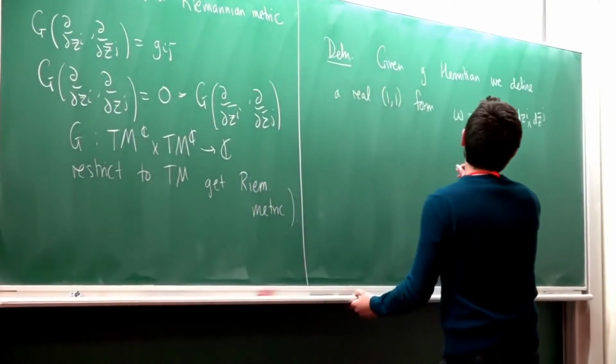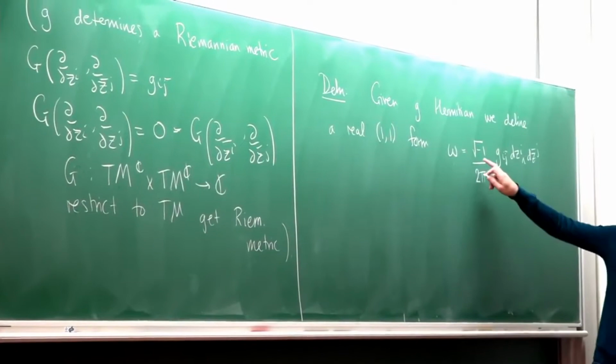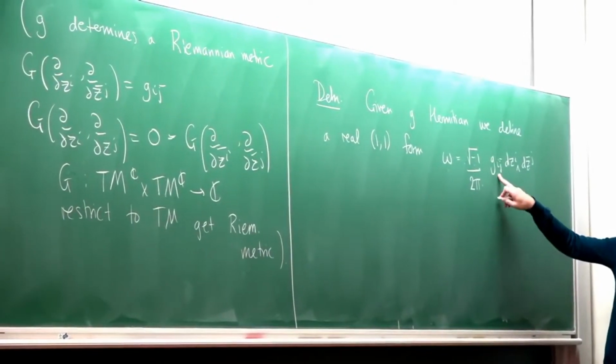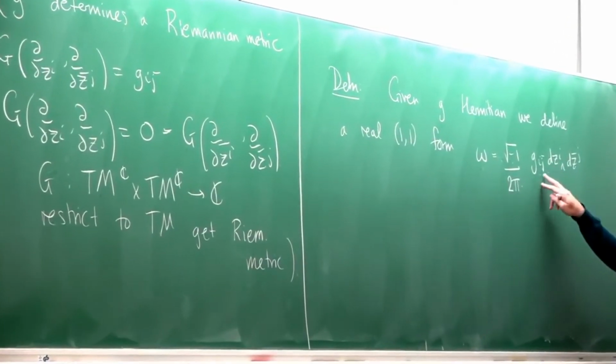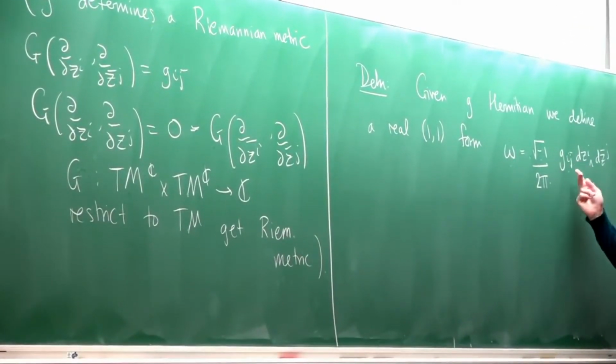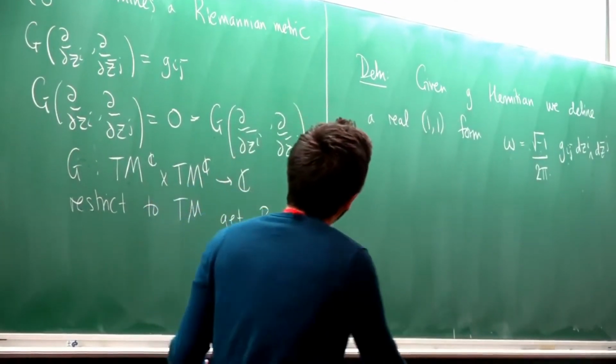And this is a real (1,1)-form. Why is it real? Because when you take the conjugate of the root minus 1, you get a minus sign. Here, this is a Hermitian matrix, so when you take the conjugate, it will become G_jī. And then here, you'd have to switch them again, so you get another minus sign. That's why you see that it's real.